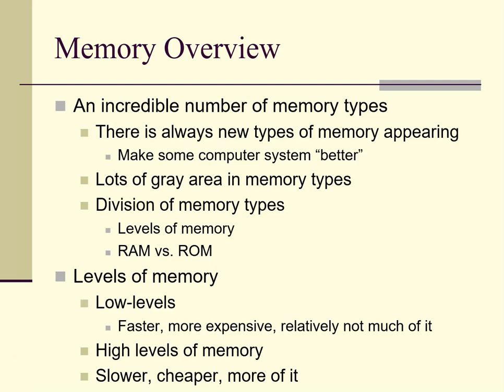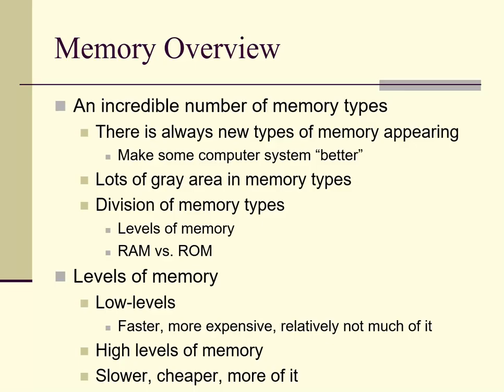What you'll see is through the years, there's just always new types of memory appearing out there, and generally the idea is the new memories support new computer systems that are better or run faster or something like that. Lots of gray area in memory types, as you'll see coming up here. They try to divide it into different things.